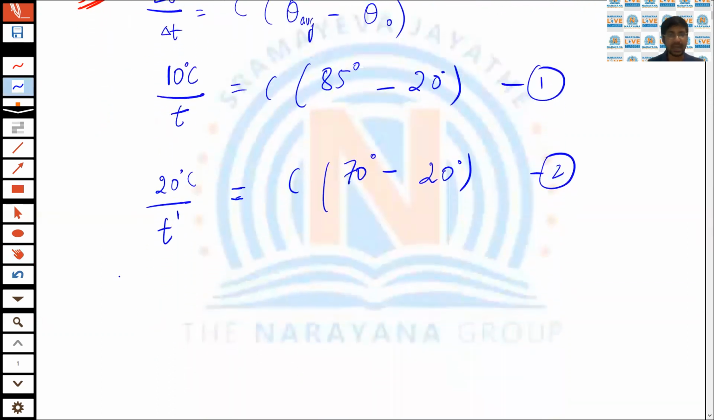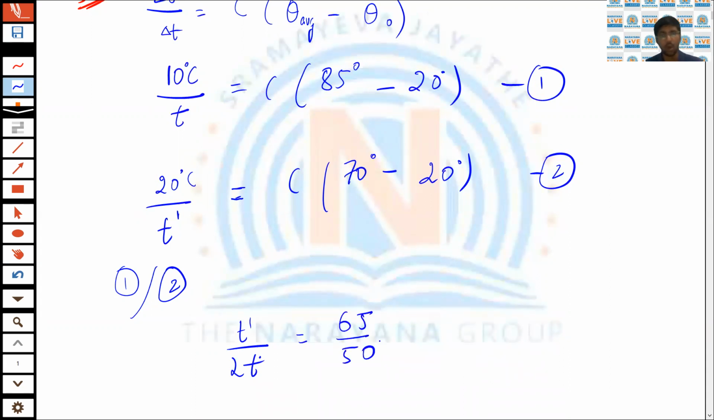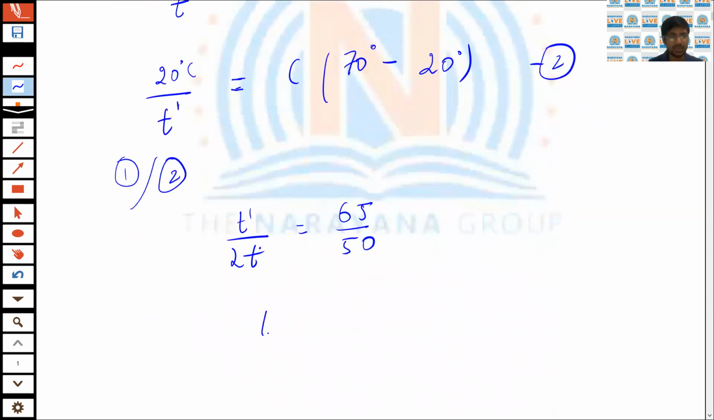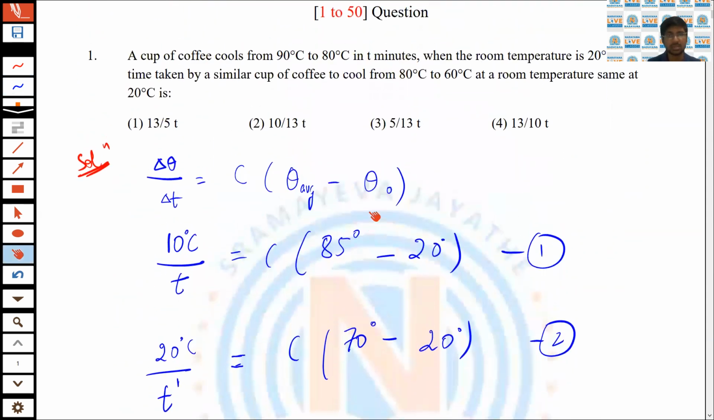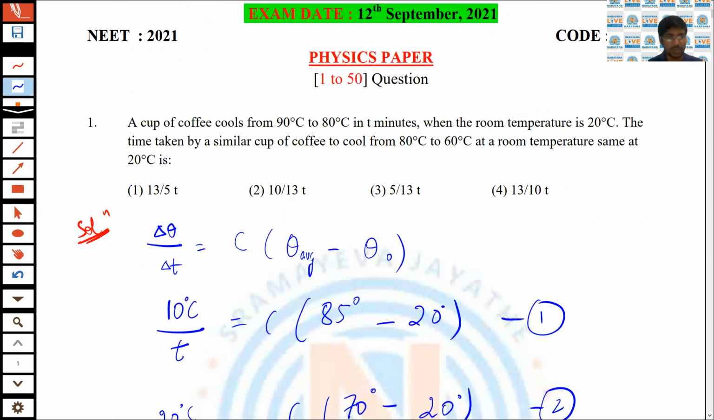Now let us divide equation 1 by 2. We get T dash divided by 2T on the left hand side and 65 divided by 50 on the right hand side. From here we get T dash equal to 13T by 5. So this is 13 by 5 T, and this is your answer. The correct option is the first option.